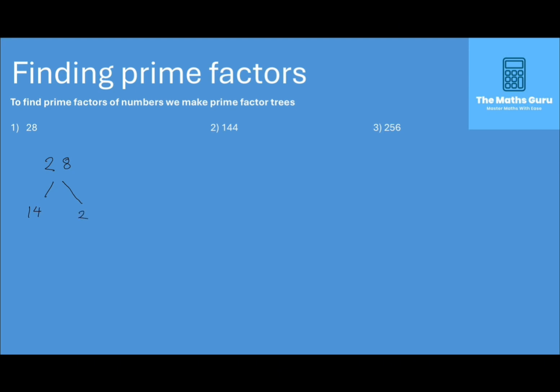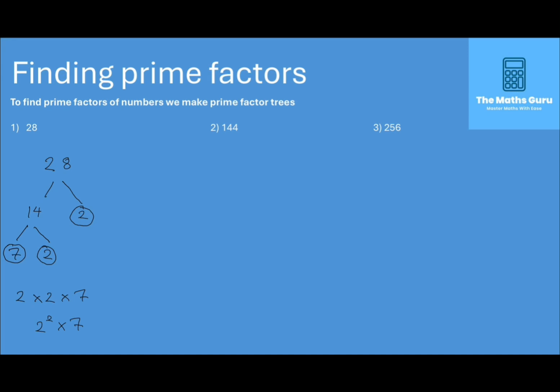What we see here is that 2 is a prime number, so we circle it. Then we can break 14 into 7 and 2. These are two prime numbers, so they are no longer divisible by anything. So we write the prime factors as 2 times 2 times 7, or 2 squared times 7.